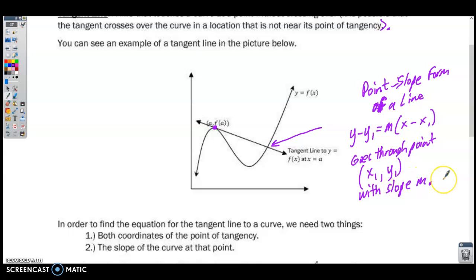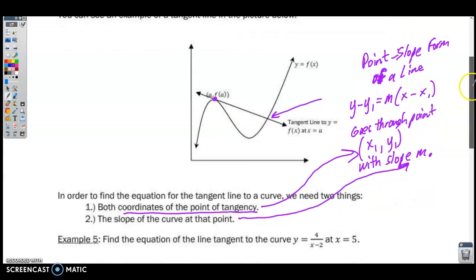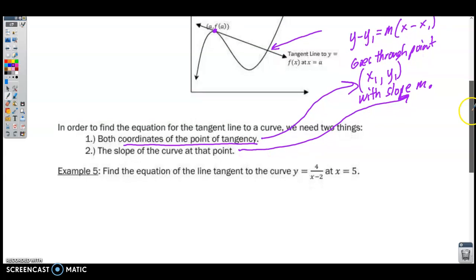m. So when we're going to find the equation for a tangent line, we need both coordinates at the point of tangency, that's going to be our point, and then we need the slope of the curve at that point, that's going to be our slope. And we're going to find that using our derivative. Okay, so let's go ahead and do example 5 here.